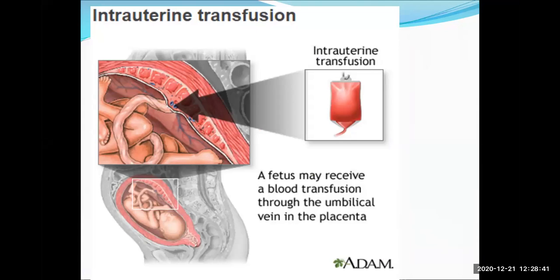This is how the intrauterine transfusion is done. A bit of schematic diagram though. A fetus may receive a blood transfusion through the umbilical vein in the placenta, and they can do this even before the birth. So our medicine is very advanced these days.